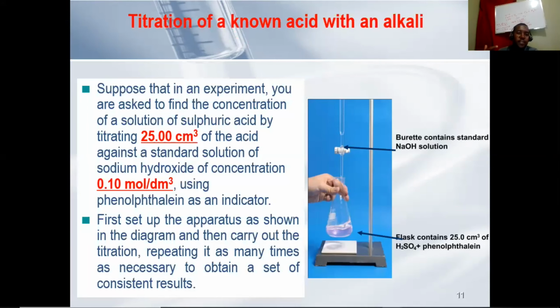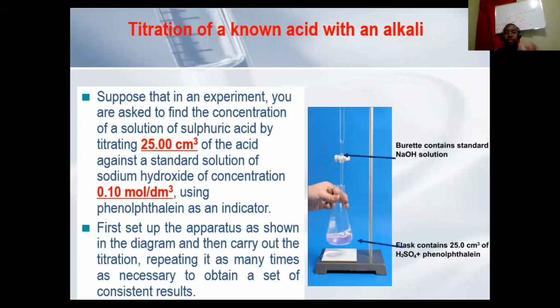All right, suppose that in an experiment you are asked to find the concentration of a solution of sulfuric acid by titrating 25 cm³ of the acid against a standard solution of sodium hydroxide of concentration 0.10 mol/dm³, using phenolphthalein as the indicator. Right, so we first need to know how to set it up. In the burette we have the known, which is your NaOH, your sodium hydroxide, and then in your flask is your unknown sulfuric acid.